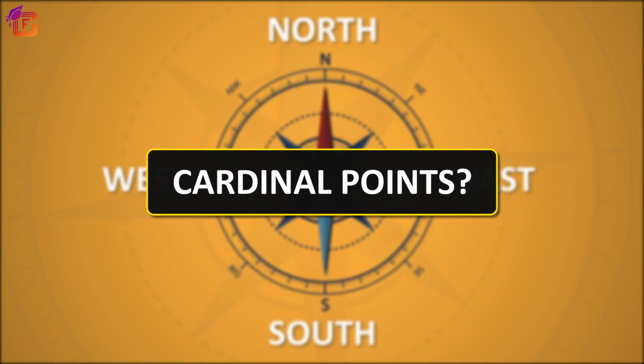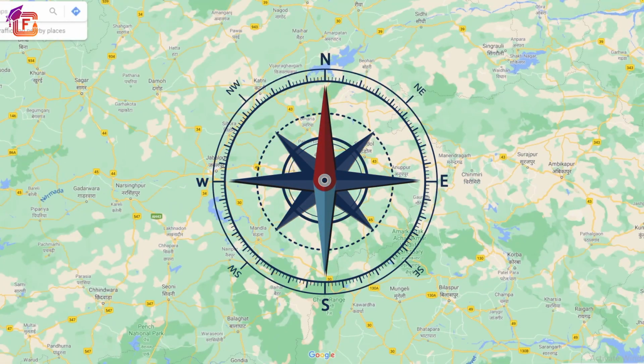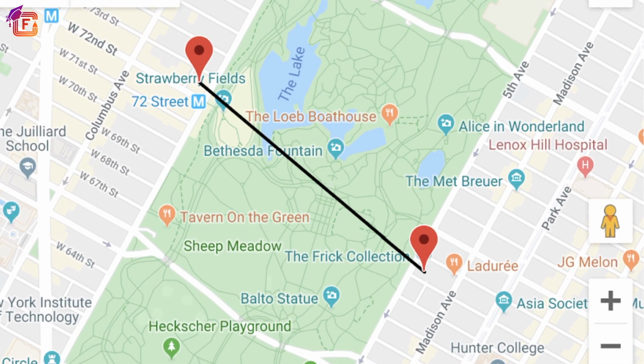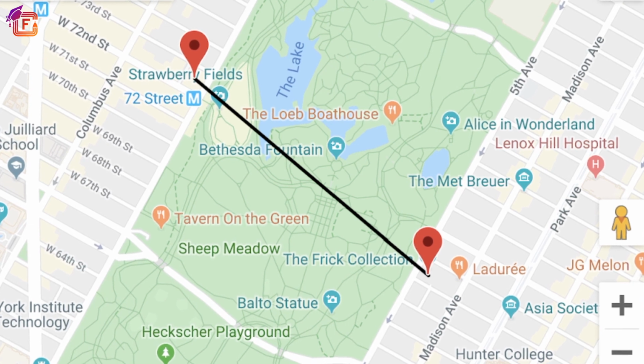Learners, do you know about the locations of different cardinal points? No? Okay, don't worry, I'll tell you. On a map, the top is north, the bottom is south, the left is west and the right is east. You can say the exact distance between 2 points for sure using the scale of a map.